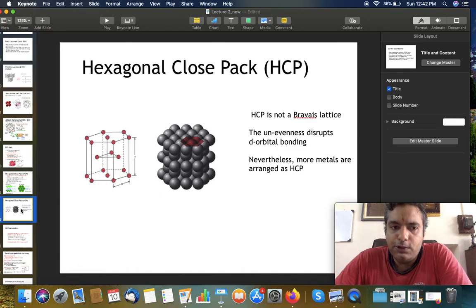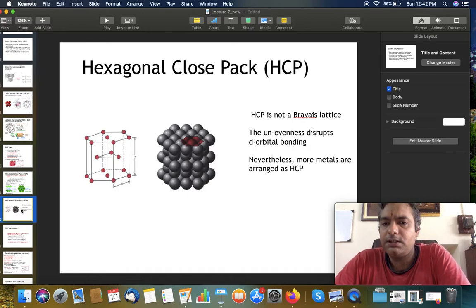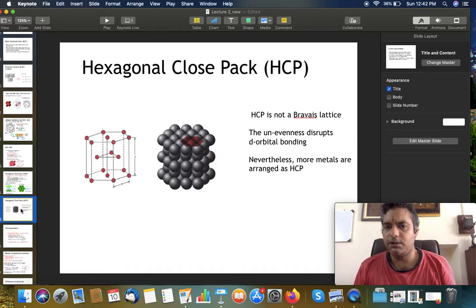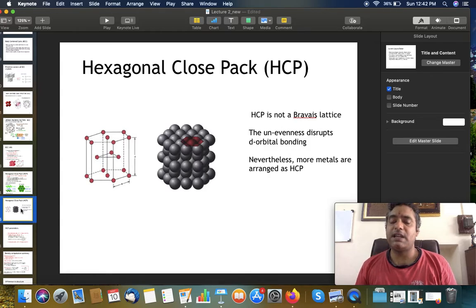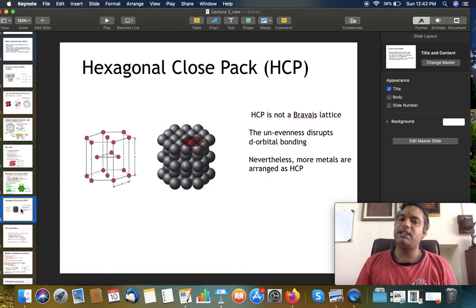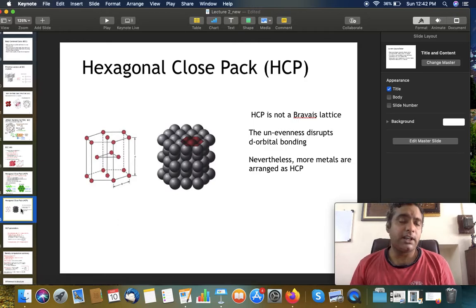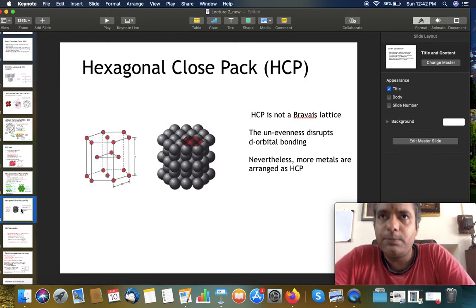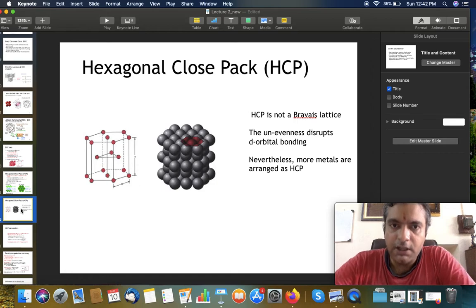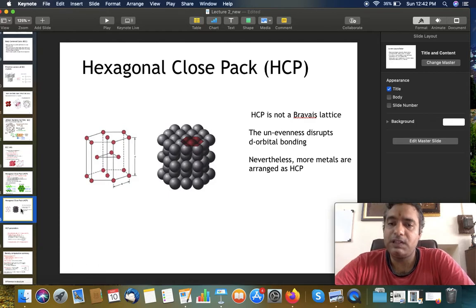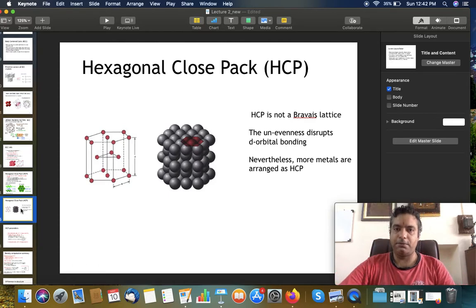In case of a hexagonal close pack structure, there is one very important point which we have to remember. The hexagonal close pack is not a Bravais lattice. There is a lot of gap in the hexagonal close pack because of two uneven and unequal structures embedded in between. This unevenness actually disrupts the d orbital bonding, which is not the case in BCC or FCC. There the d orbital is completely homogeneous, which is not the case in HCP. However, interestingly, most of the metals which are interesting and used on a lab scale or even in industrial scale are formed as hexagonal close pack.